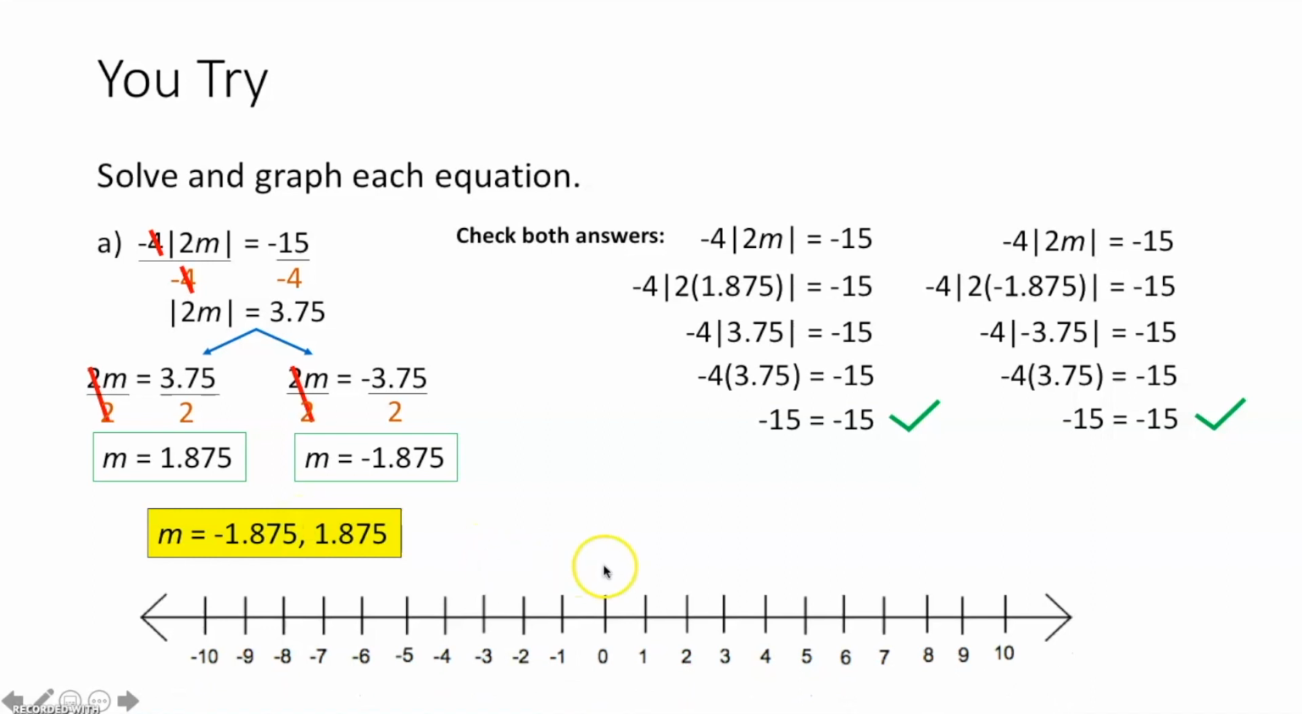These ones are a little tougher because they're not exactly integers. So what we do is we estimate where they are. Negative 1.875 would be closer to negative 2 than to negative 1. So we put a point right here. And then 1.875 is going to be closer to 2 than it is to 1. So we put a point there.